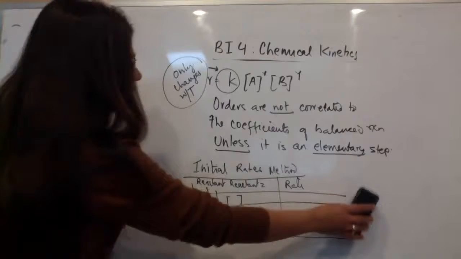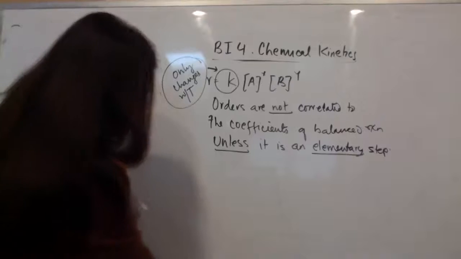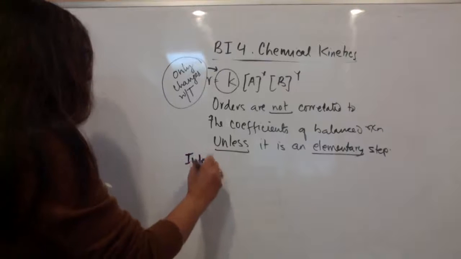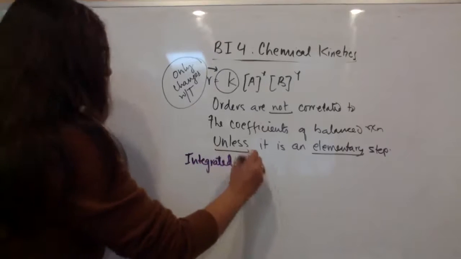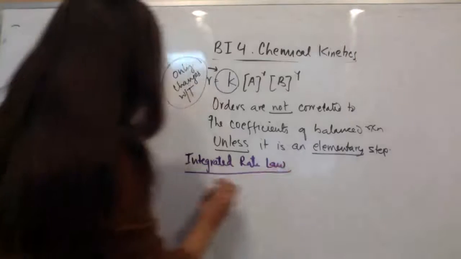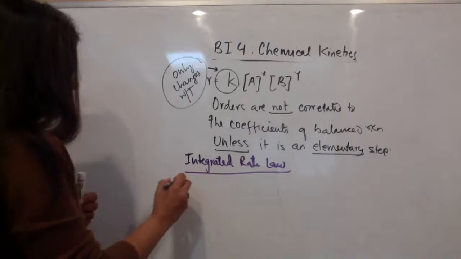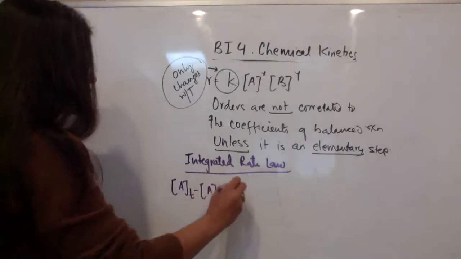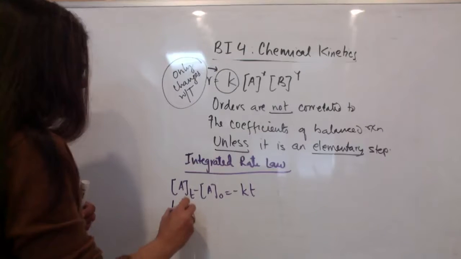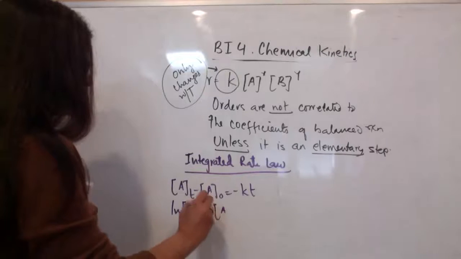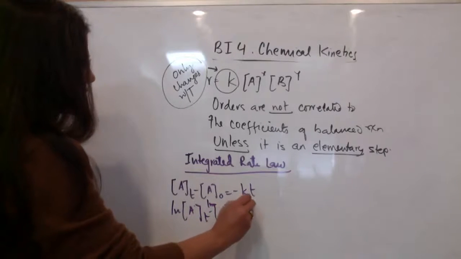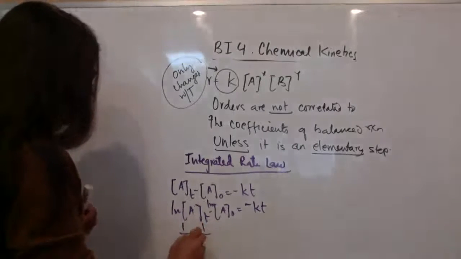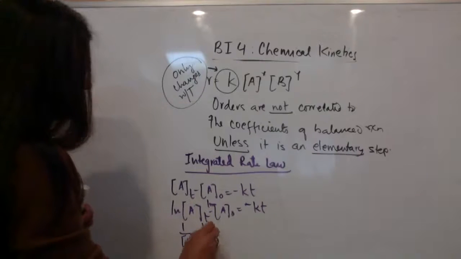There is another method of figuring out rate law that is called using integrated rate law. So there are three different equations. Concentration of A at T minus concentration of A at 0 is equal to negative KT, or natural log of A at T minus natural log of A0 is negative KT, or 1 over A at T minus 1 over A0 is equal to KT.